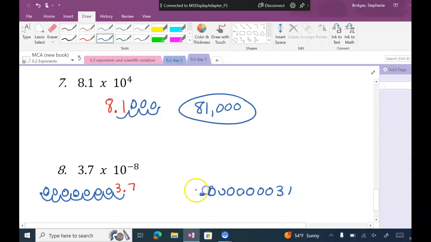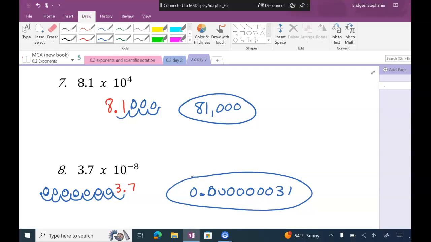And again, you can put a 0 in the front if you want to. That part doesn't matter, just as long as you have 7 zeros in between the decimal and the 3. Anybody have any questions? Okay, again, scientific notation is just a way to write big numbers a little bit more compact and small numbers a little bit more compact.